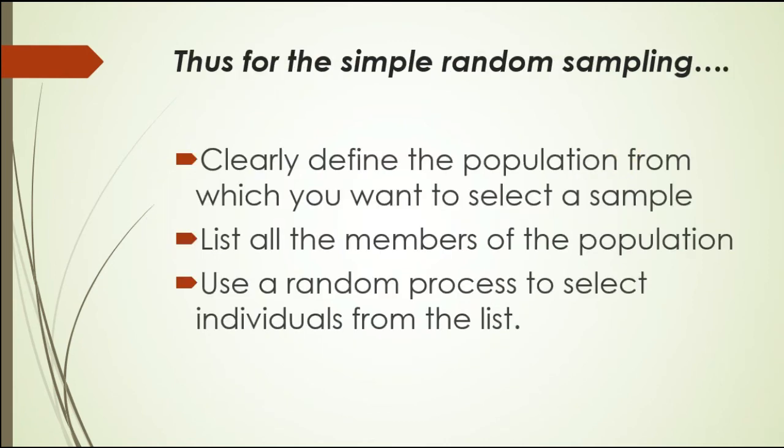And we have now, thus, for simple random sampling, clearly define the population from which you want to select a sample. Okay? So, kailangan clear, madedefine natin kung saan natin kukunin yung sample sa population. List all the members of the population and use a random process to select individuals from the list. Okay?